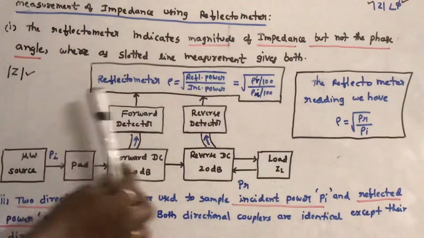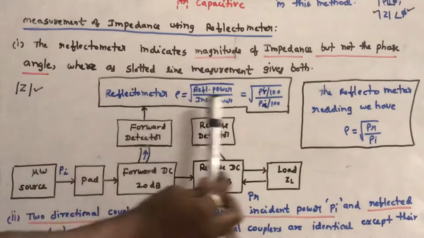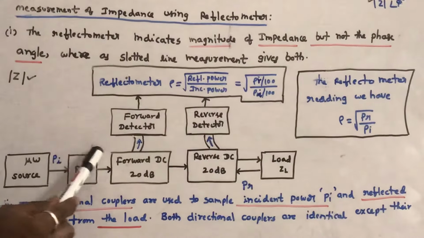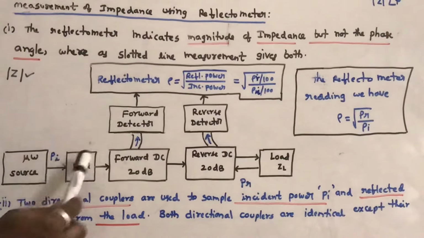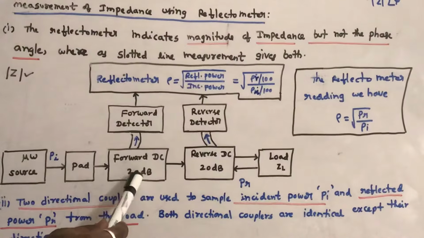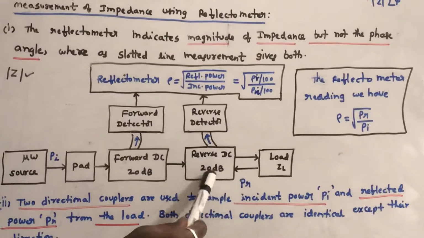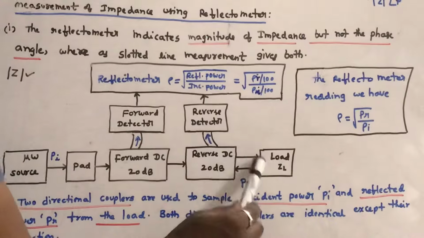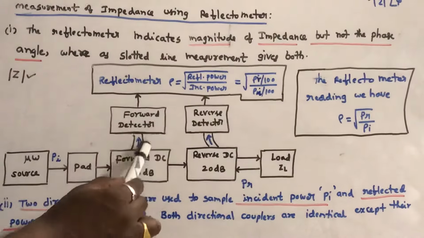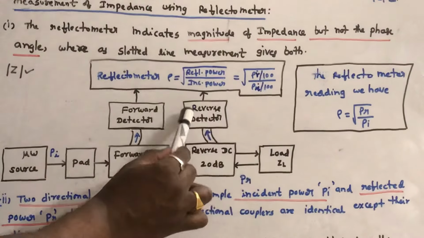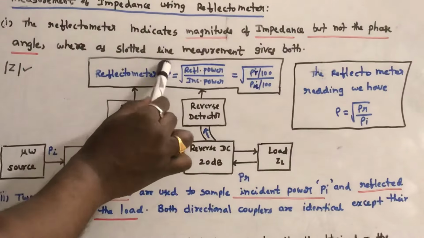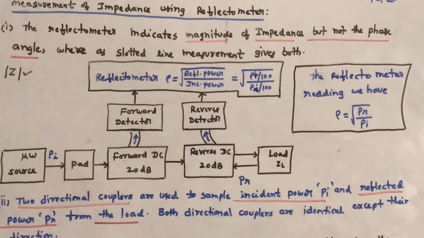So this is the arrangement of the reflectometer method. This is the microwave source which delivers power PI. This is the pad with the help of which we can adjust the input power. This is the forward DC, which stands for directional coupler, of 20 dB. Reverse directional coupler of 20 dB. This is the load from where the reflections will occur. This is the reflected power PR. This is the forward detector. This is the reverse detector. This is the reflectometer from which we can measure the reflection coefficient rho.